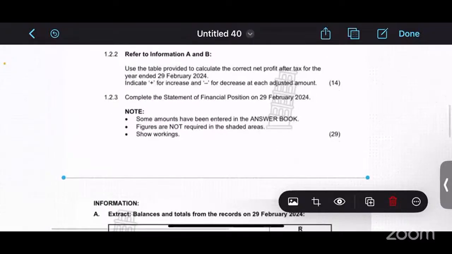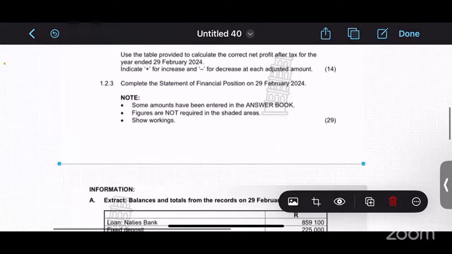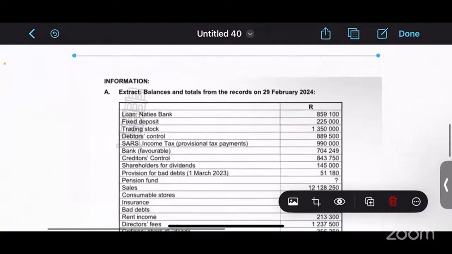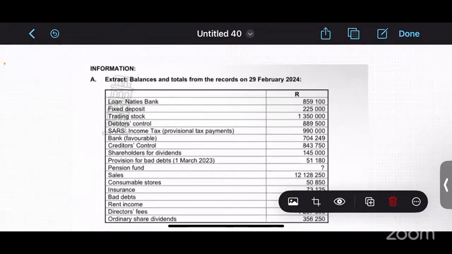Okay, so we're gonna move to 1.2.3 over there. They say complete the statement of financial position on 29 February 2024. And then some amounts have been entered in the answer book. Figures are not required in the shaded area. That doesn't really matter for us. And then they say show your workings. Basically, you must show how you got to your final answer, right?